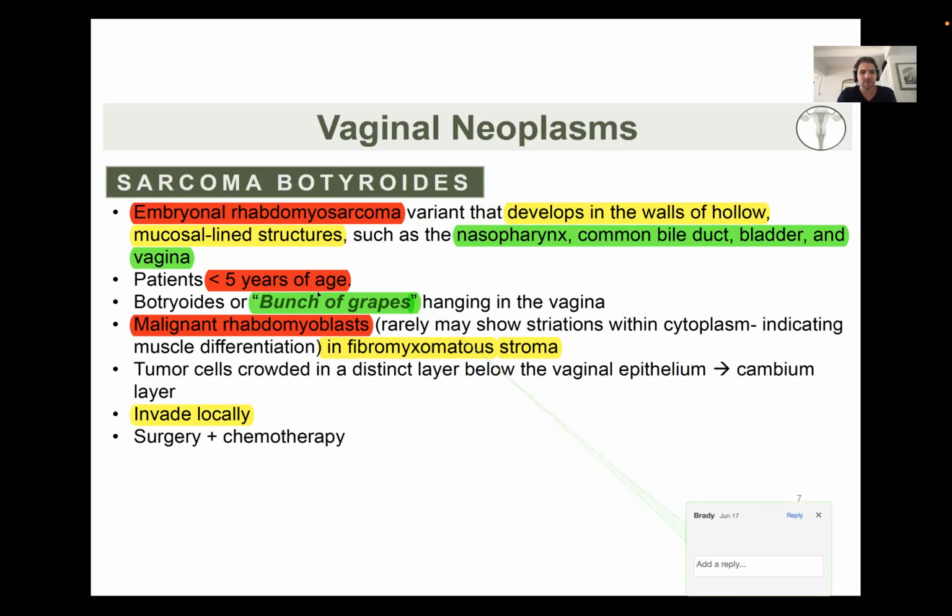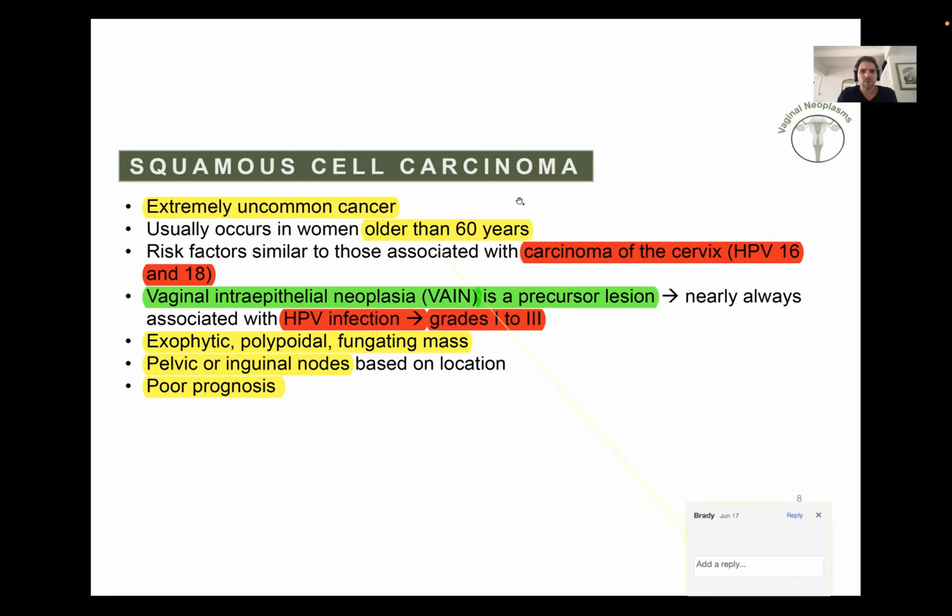Rhabdomyosarcomas, grapes, you see those there. Not sure this was super high yield either. Squamous cell carcinomas, of course, you would expect 16 and 18, HPV infections. These are in situ, right.